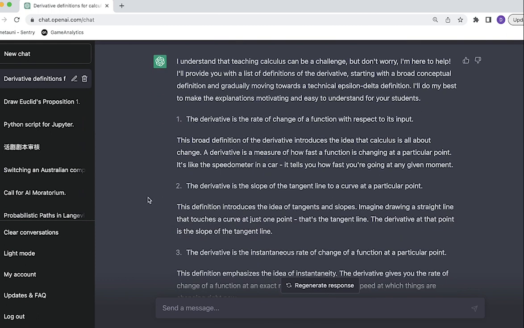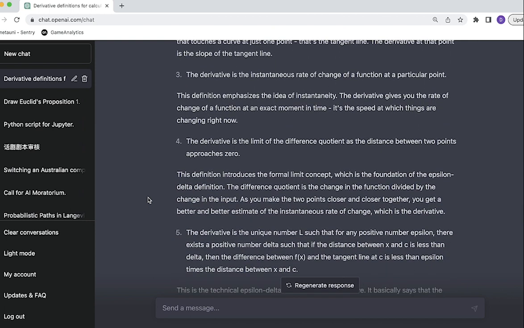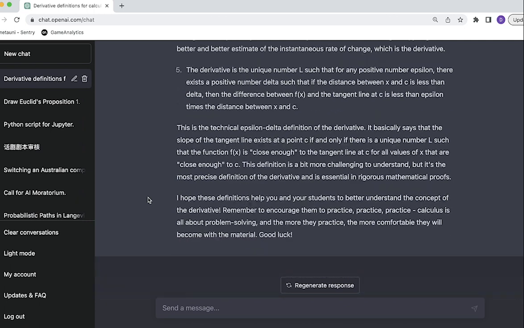The derivative is the rate of change of a function with respect to its input. The derivative is the slope of the tangent line. The derivative is the instantaneous rate of change. The derivative is the limit of the difference quotient as the distance between two points approaches 0. The derivative is a unique number L, such that for any positive number epsilon, there exists a positive number delta, such that the distance between x and c is less than delta, and the difference between f(x) and the tangent line at c is less than epsilon times the distance. Okay.